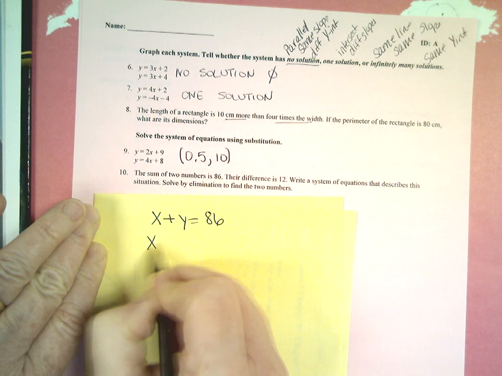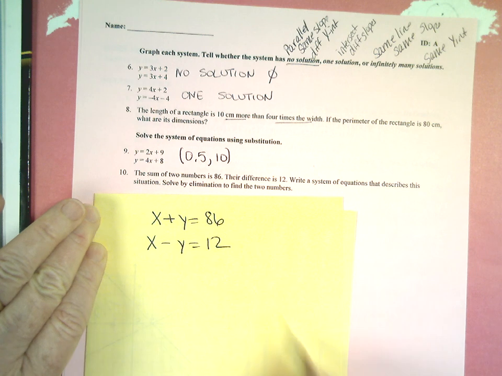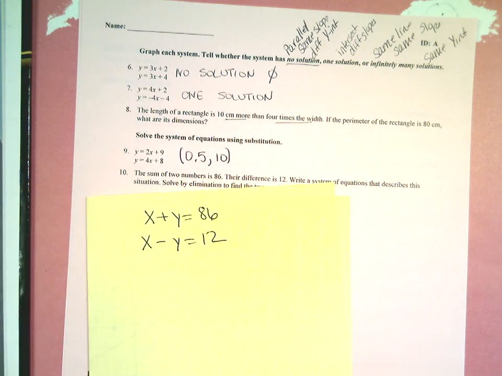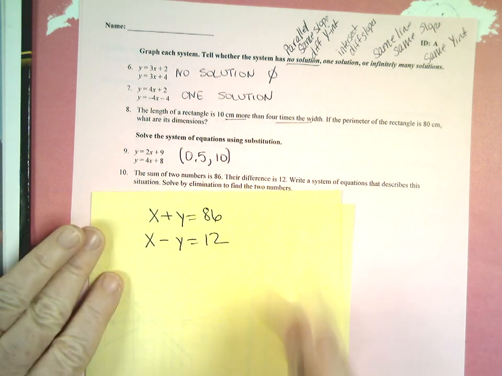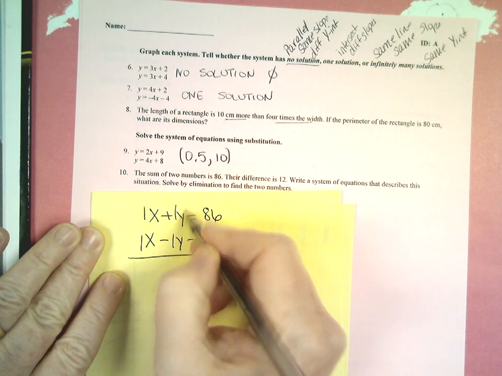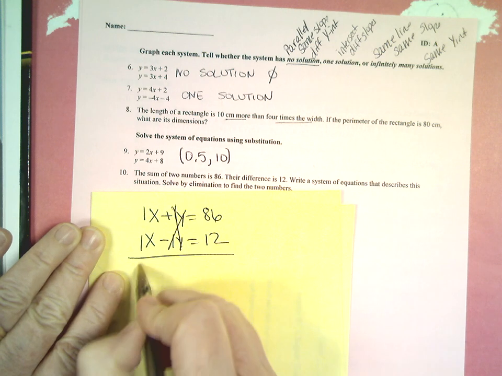Number 10. Number 10 says the sum of two numbers is 86, and the difference between two numbers is 12. So we've set up our two equations. We don't know either number, so we're going to use x and y. And these are designed for elimination. And the y's will eliminate. So we can cancel those.